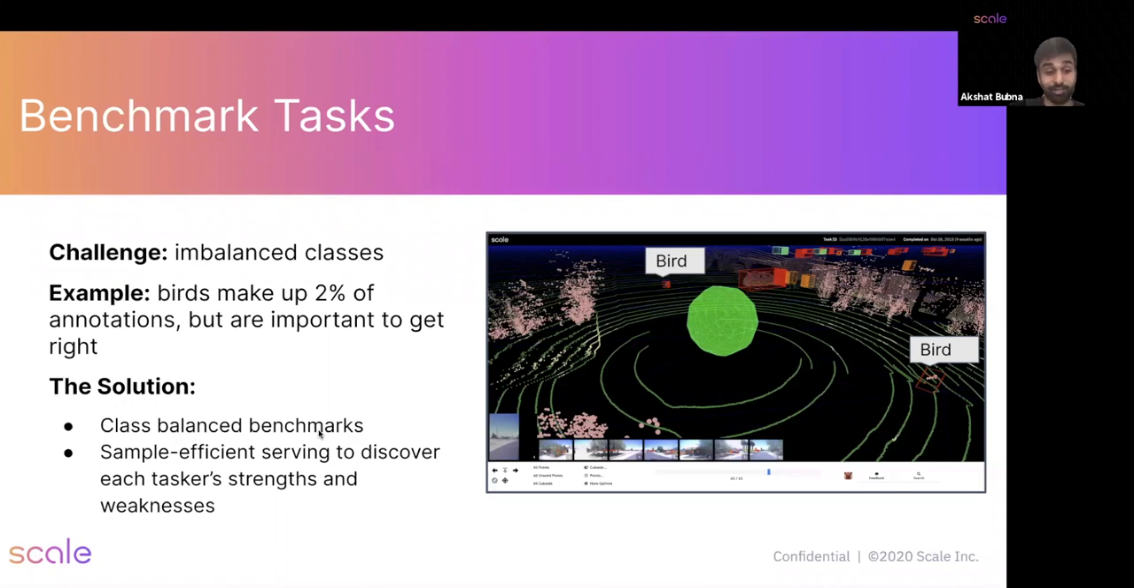And not only that, we incur a big cost every time we give someone a benchmark, because they're not labeling real data, they're labeling fake data. So we also need to work on being really sample efficient in serving these to our taskers, and really understanding their strengths and weaknesses really quickly, making sure the benchmarks we're giving them are going to be high signal for the particular tasker themselves.